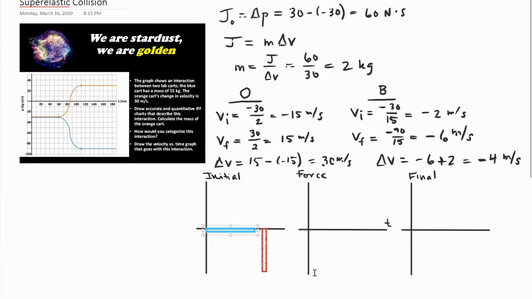Okay. So then afterwards, the orange car is going the exact same speed, but just in the opposite direction. And the blue car is going a little bit faster, but now still in the negative direction. If it's going a little bit faster, I should make this bar a little bit taller like that. Okay.